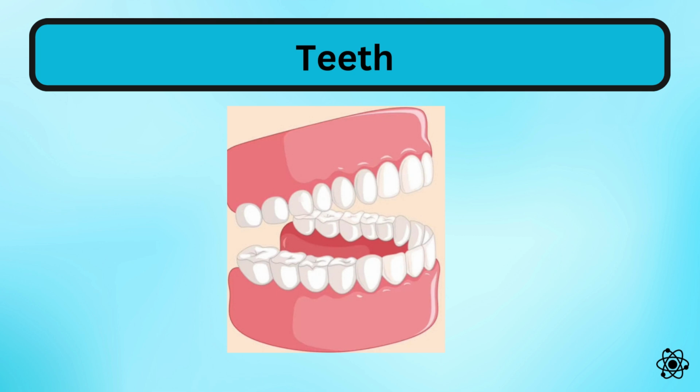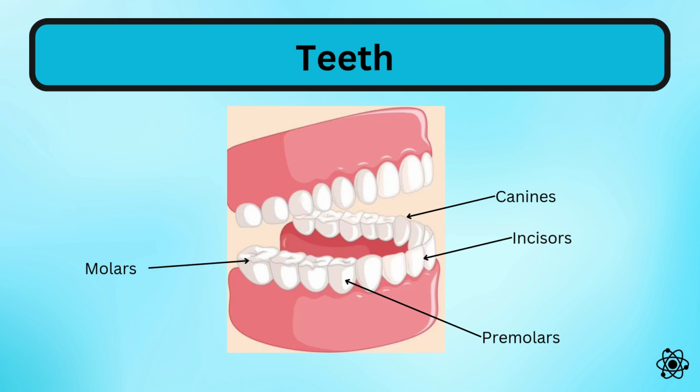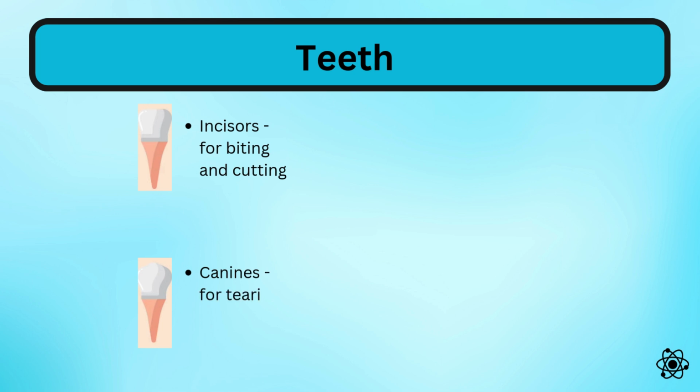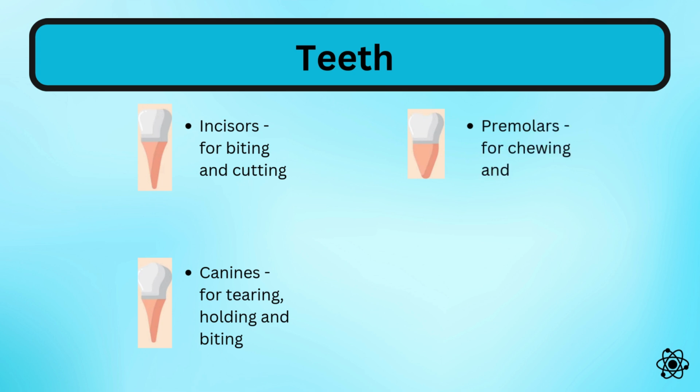Let's learn the different types of teeth a human has. Incisors, canines, premolars, and molars. The differing shapes and sizes of teeth enable them to perform slightly different functions. Incisors are for biting and cutting. Canines are for tearing, holding, and biting. And premolars and molars are for chewing and grinding.